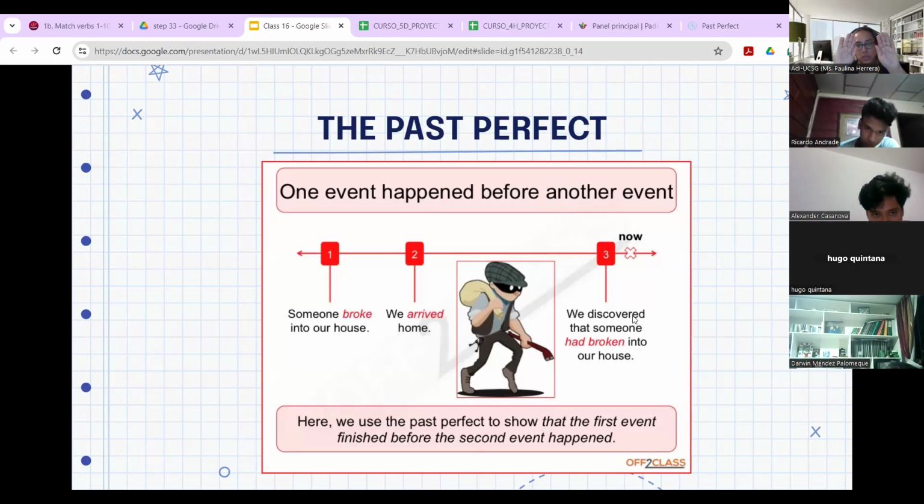Usually you're going to have the two parts with a connector. The connectors are usually after, when, because, so. For example, I was playing soccer and I got injured. I realized that I had broken my bone. So I went to the hospital. Yeah, I could use that.